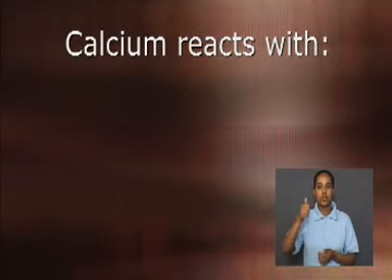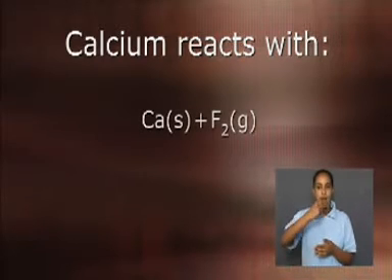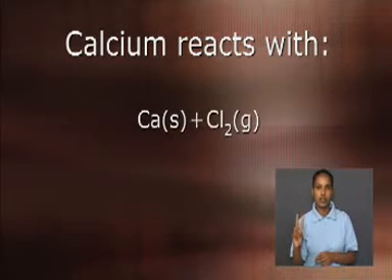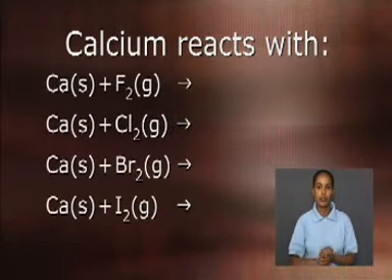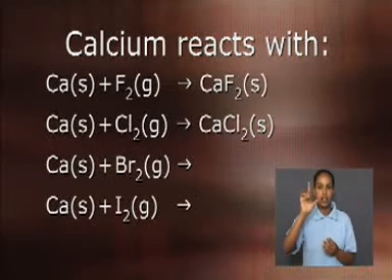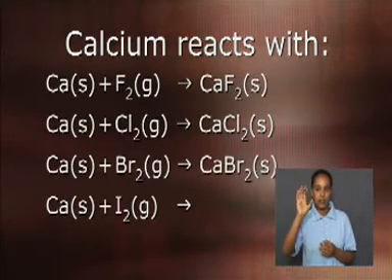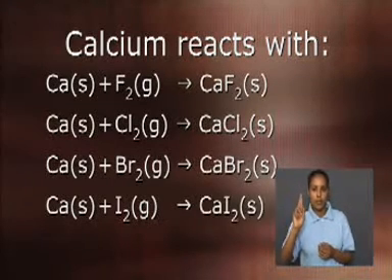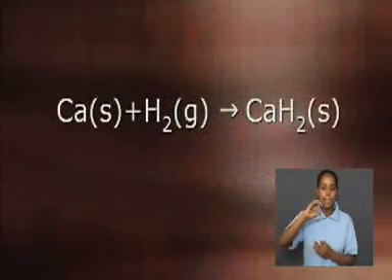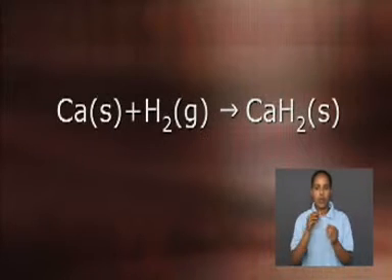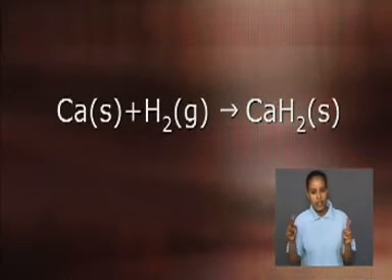Calcium reacts with certain halogens. It reacts with fluorine, chlorine, bromine, and iodine to form calcium fluoride, calcium chloride, calcium bromide, and calcium iodide, respectively. Calcium also reacts with hydrogen to form calcium hydride, which is a powdered chemical compound that reacts vigorously with water.